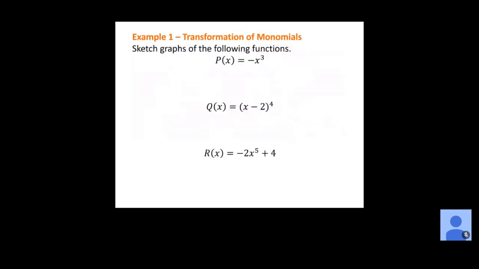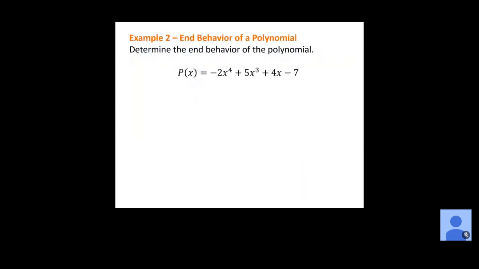All right, let's look at some actual polynomials now. Example 2. All right, so we want to determine the end behavior of this polynomial. All right, so what's the first thing we have to look at to decide which category we're going to be in, based off that last slide? We look at the degree. Good. So if we look at the degree this time, what's the degree of this polynomial?